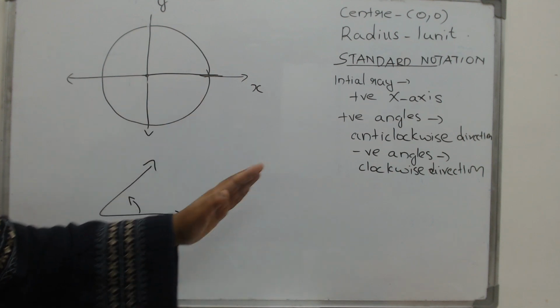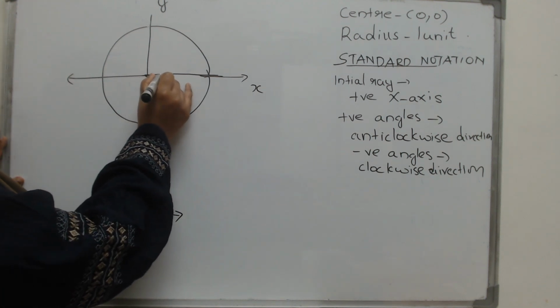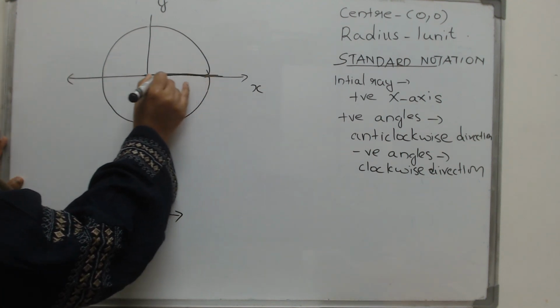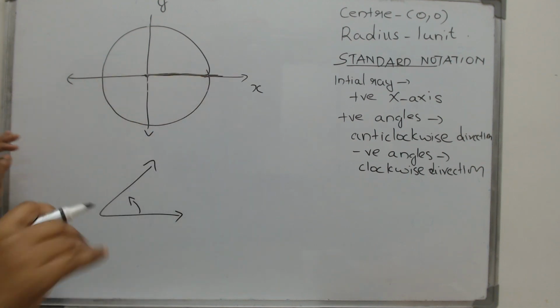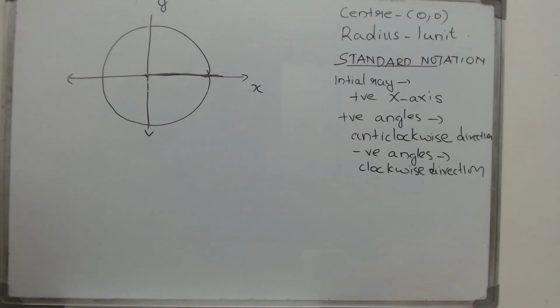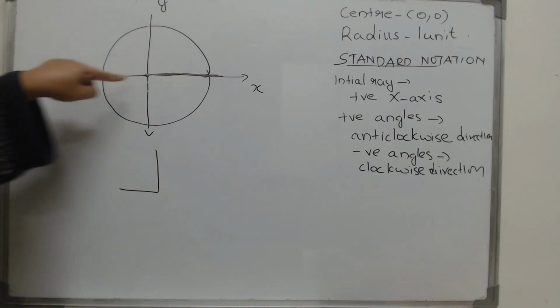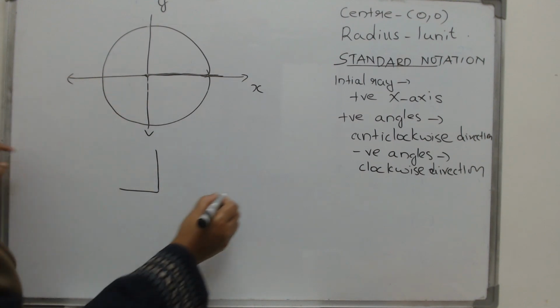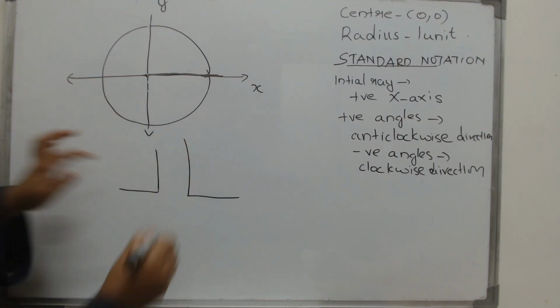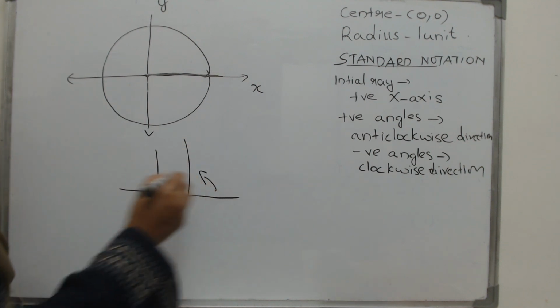Throughout this topic, what we are saying is that whenever we talk about an angle, it will start its journey from the positive x-axis. Now, is it something new? Of course not. If I ask you to draw a right angle triangle, will you draw it like this with the negative x-axis? No. You will always draw it like this. Your journey will always start from the positive x-axis.